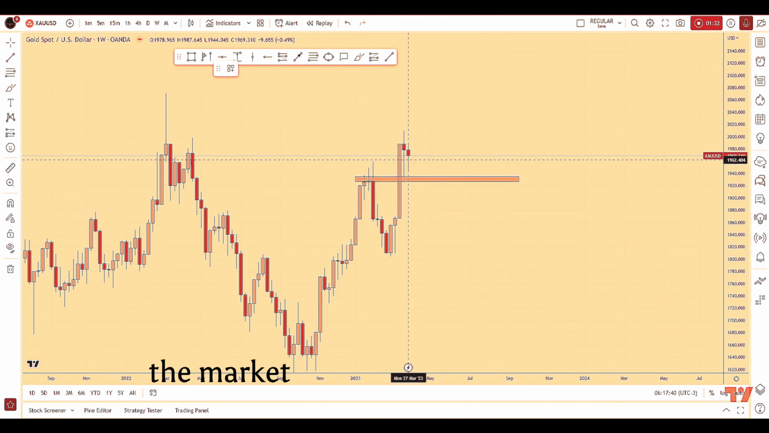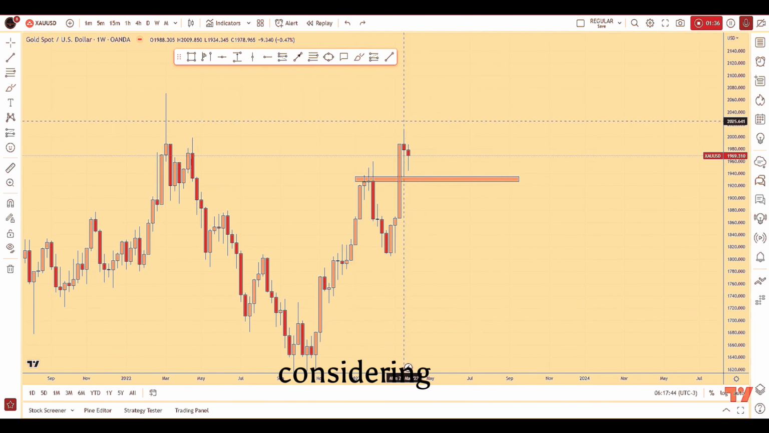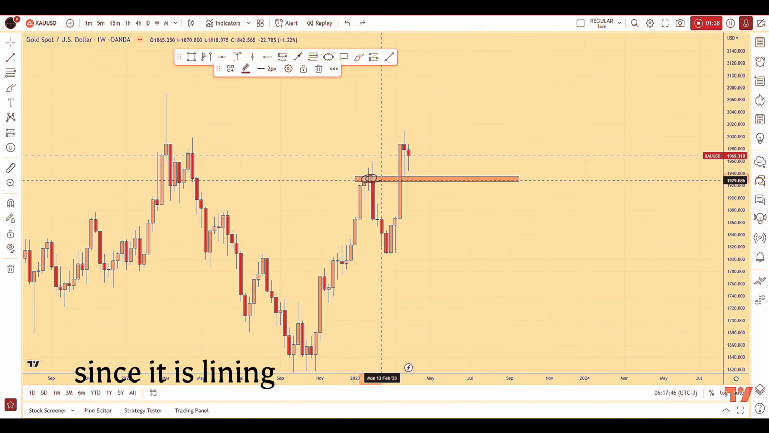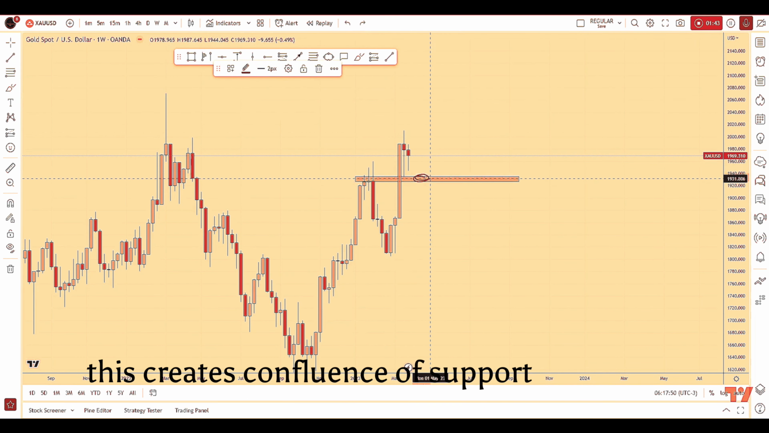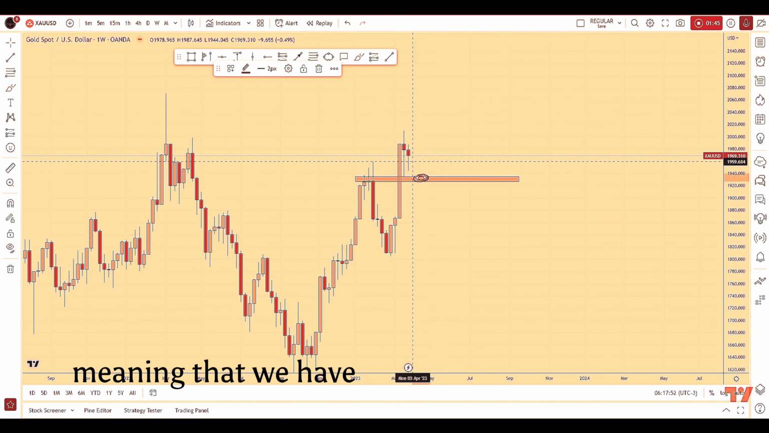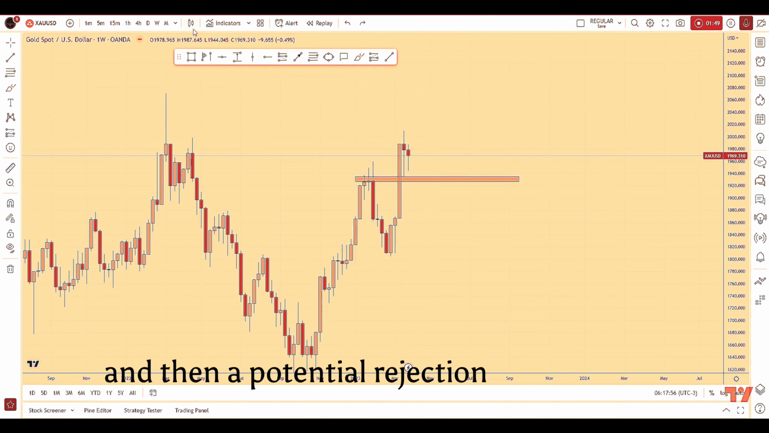which we do expect the market to potentially go and test before then getting rejected to the upside, considering that since it is lining up with this previous resistance turn support, this creates confluence of support at this area, meaning that we have an increased probability that we could potentially see the test and then a potential rejection to the upside.